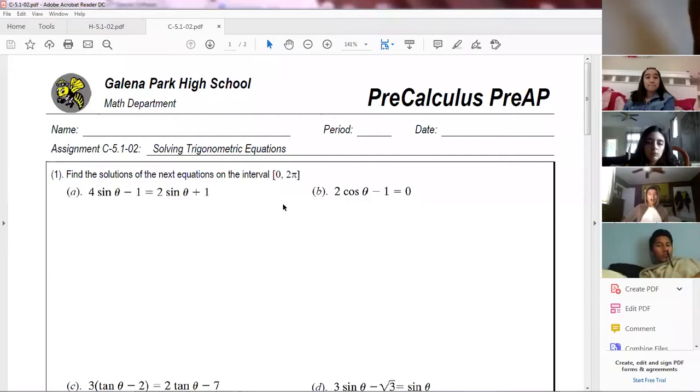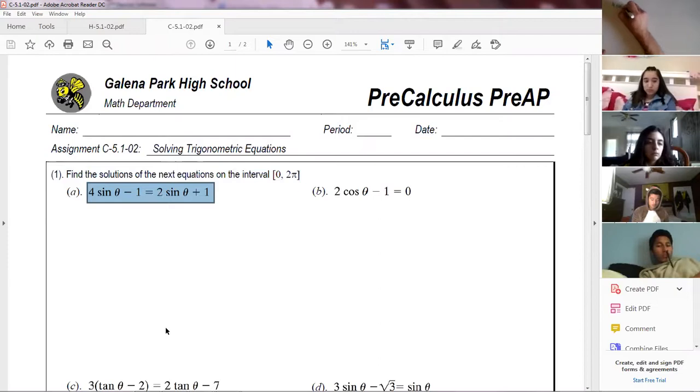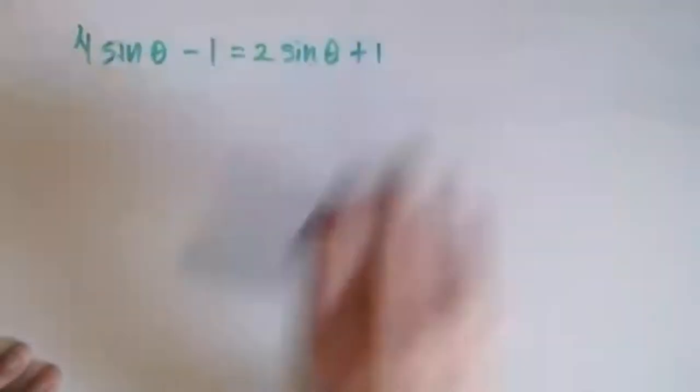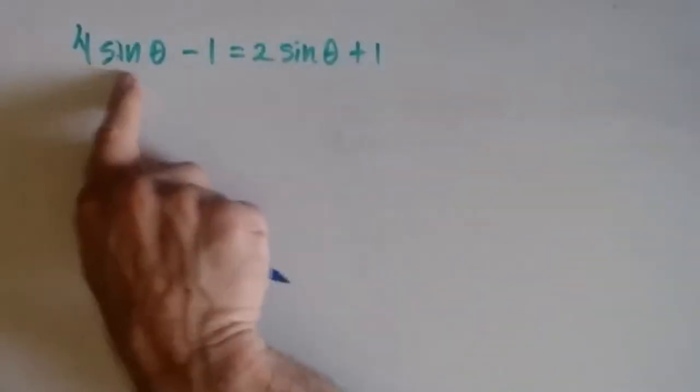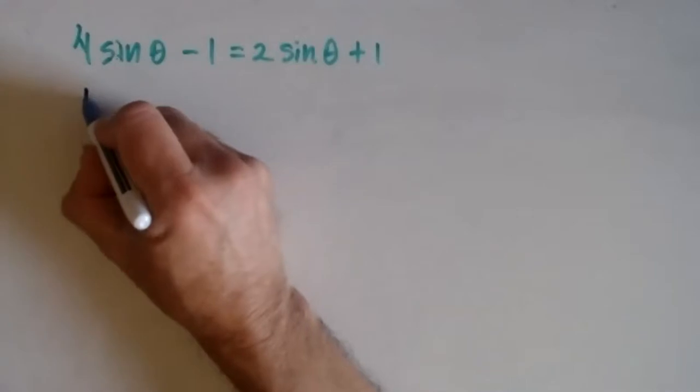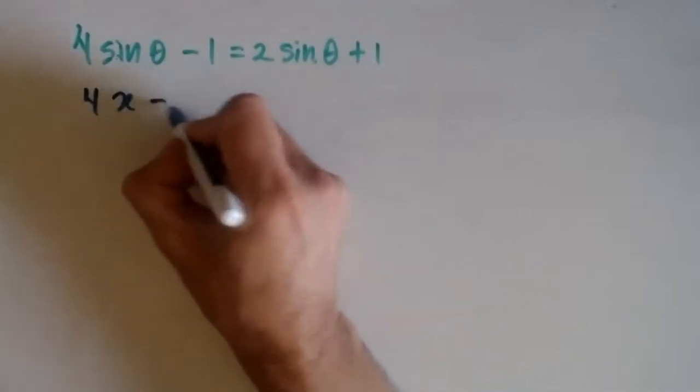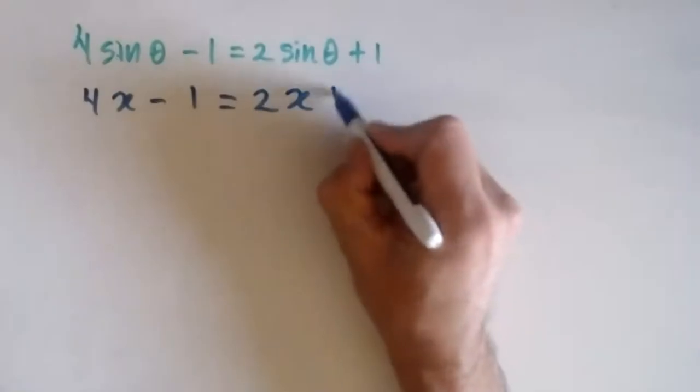You see the first example. So I have here this one. And then you can see equation A, this one, right? Equation A. So you have 4 sine of theta minus 1 equals 2 sine of theta plus 1. Looks scary, right? No, it's not scary, really. So the first thing I'm going to visualize is that you have sine here, so we can change that for an x. 4x minus 1 equals 2x plus 1.